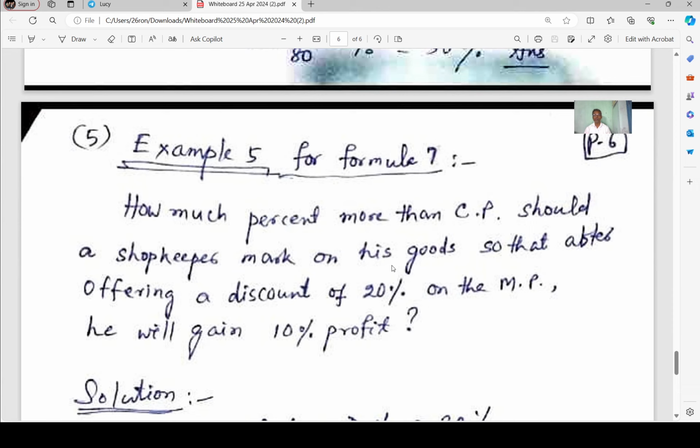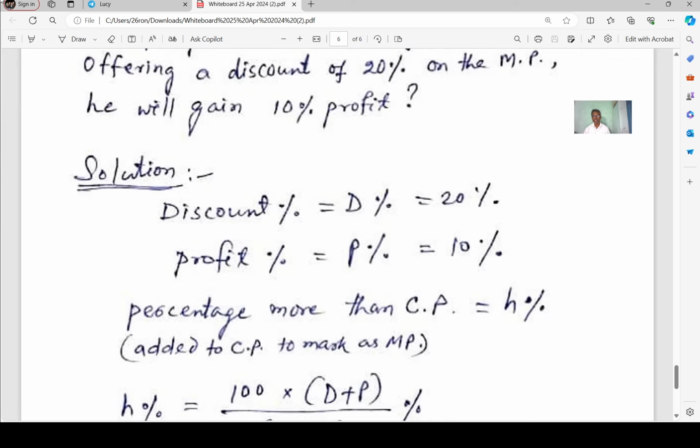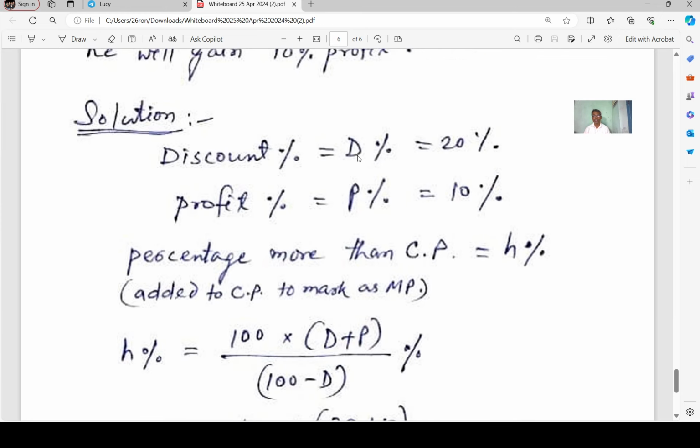Example 5 for formula 7. How much percent more than cost price should a shopkeeper mark on his goods so that after offering a discount of 20% on the MP, he will gain 10% profit? Solution: discount percent D equals 20, profit percent P equals 10, and the percentage more than CP, which is to be added to CP to mark as MP, is H percent.